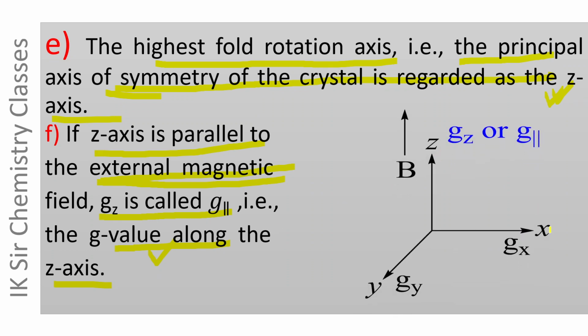It is z-axis, x-axis and y-axis. The value of G along z-axis is called Gz. The value of G along x-axis is called Gx, and the value of G along y-axis is called Gy. If z-axis is parallel to applied magnetic field, it is called G parallel, which means G value along the z-axis, because B and Z axis are parallel to each other.